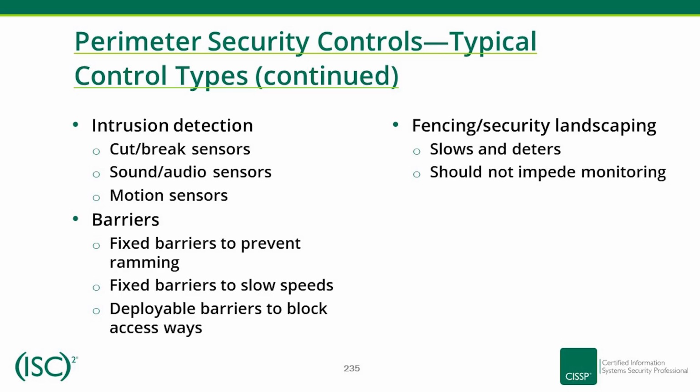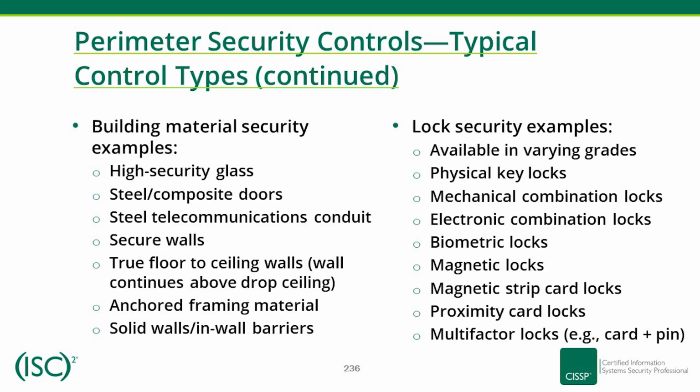Perimeter security controls, typical control types, continued. Intrusion detection: cut/break sensors, sound/audio sensors, motion sensors. Barriers: fixed barriers to prevent ramming, fixed barriers to slow speeds, deployable barriers to block accessways. Fencing/security landscaping slows and deters, and should not impede monitoring.